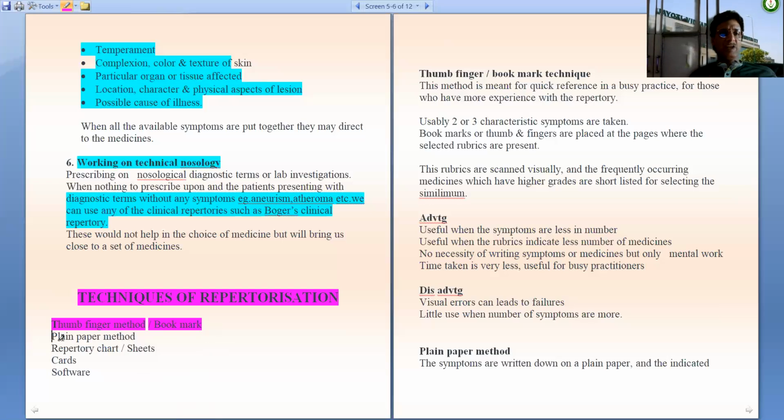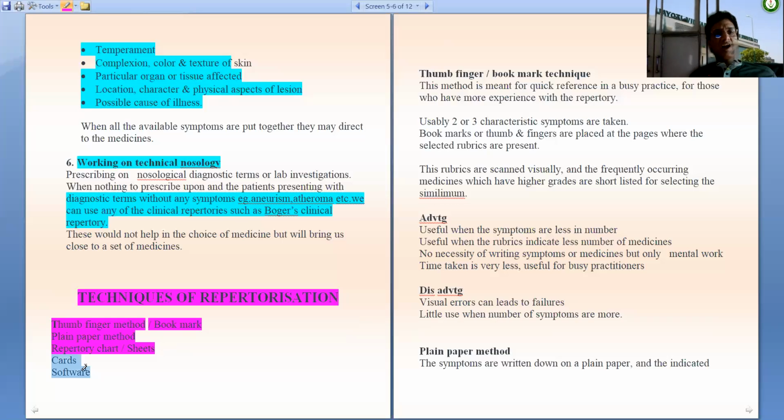Then another method is a plain paper method, in which you write all the rubrics on a plain paper with their indicated remedies, and you totalize the commonly running remedies through all the rubrics, and you select the medicine which is carrying highest marks. Then there is repertory chart or repertory sheet method, or grid method, in which you fill a repertory sheet in which the names of medicines are already there. So this is commonly used in our academics.